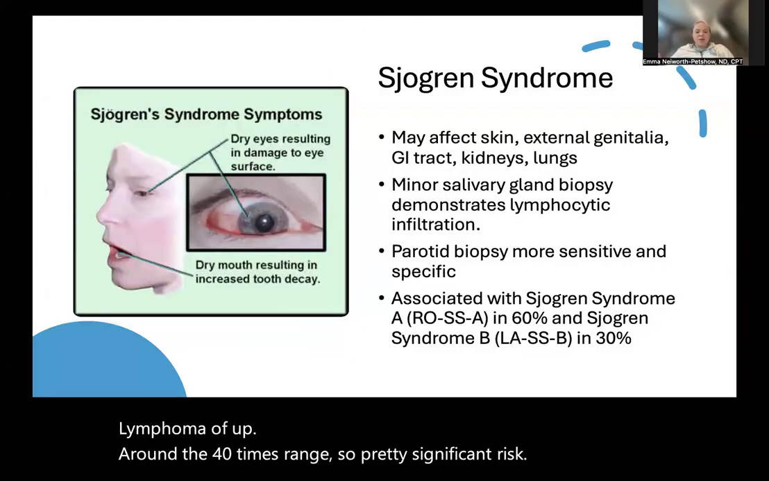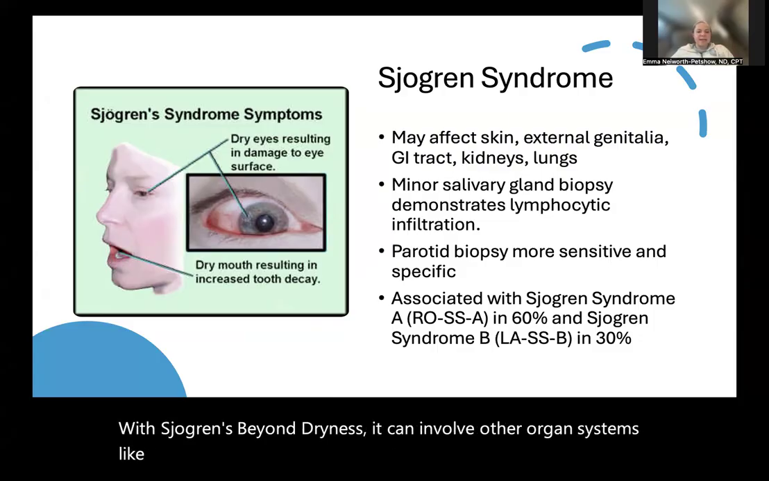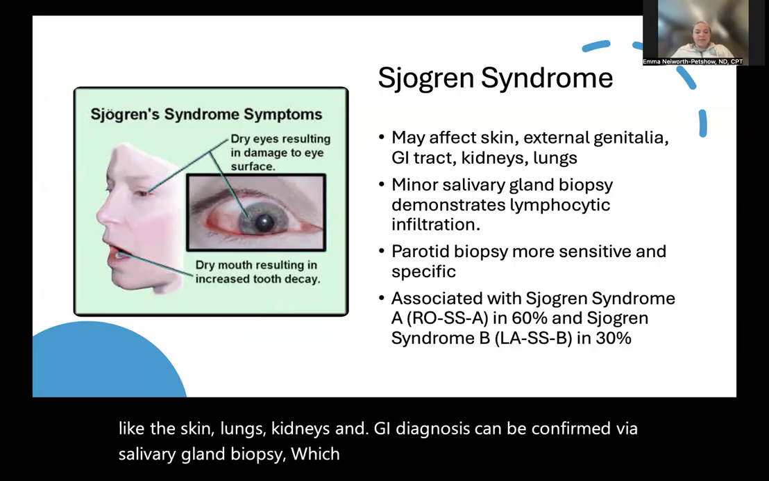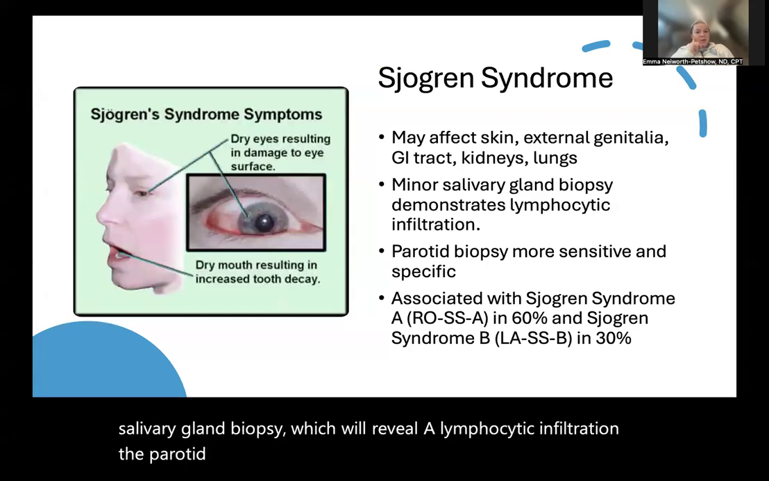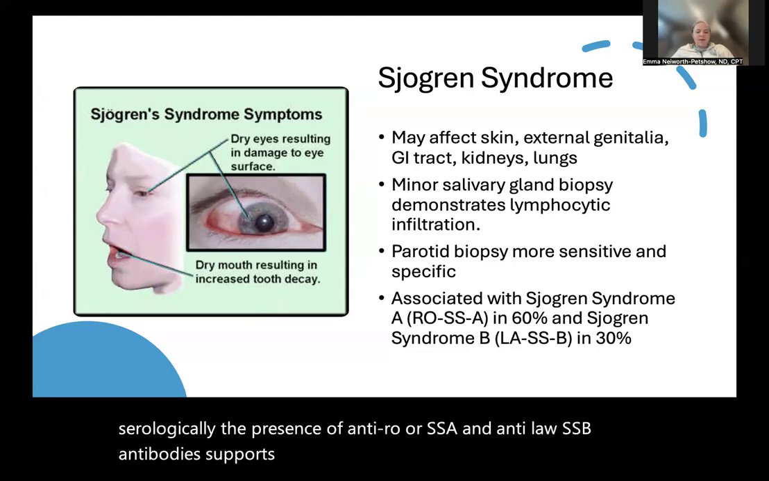With Sjogren's, beyond dryness, it can involve other organ systems like the skin, lungs, kidneys, and GI. Diagnosis can be confirmed via salivary gland biopsy, which will reveal a lymphocytic infiltration. The parotid gland biopsy is also particularly sensitive, and serologically, the presence of anti-Ro or SSA and anti-La or SSB antibodies supports diagnosis with about 60% and 30% positivity, respectively.